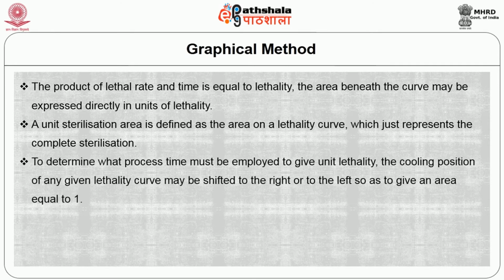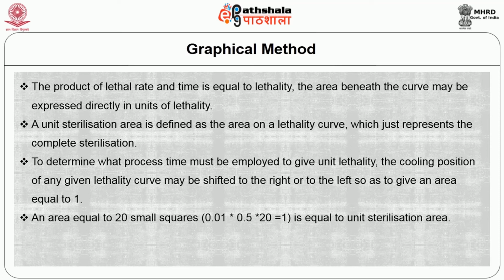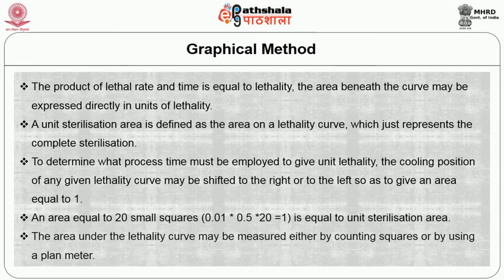To determine what process time must be employed to give unit lethality, the cooling portion of any given lethality curve may be shifted to the right or the left so as to give an area equal to 1. An area equal to 20 small squares is equal to unit sterilization area. The area under the lethality curve may be measured either by counting the squares or by using a planimeter.